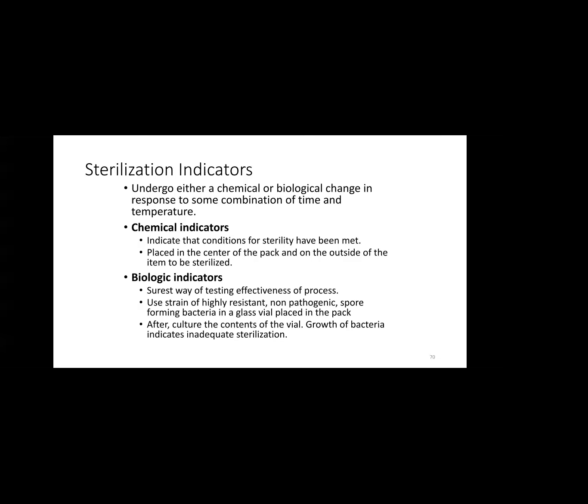We've also got biological indicators that might be available. These ones are the surest way of testing the effectiveness of a process. You use a strain of highly resistant, non-pathogenic, spore-forming bacteria in a glass vial placed on the pack. After culture of the contents of the vial, growth of bacteria indicates inadequate sterilization. So these are culture-type indicators whereby, after cleaning and sterilizing your instrument, you do a culture test and see if there will be any bacterial growth on a particular culture. That will also tell you whether you've done a good job at cleaning the particular materials or not.